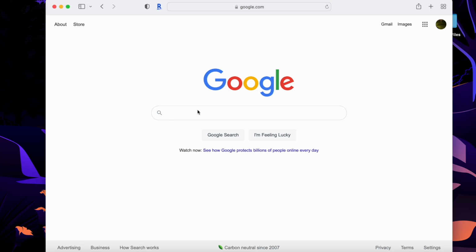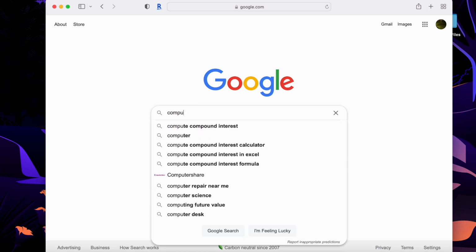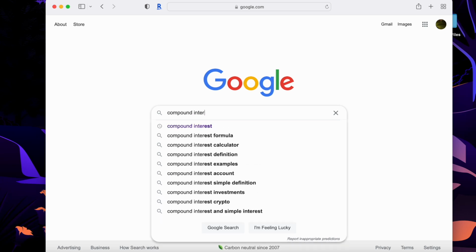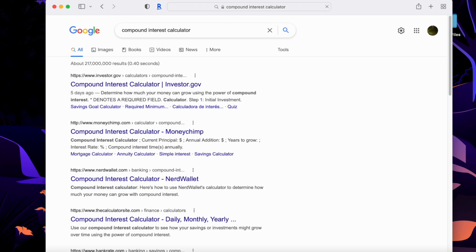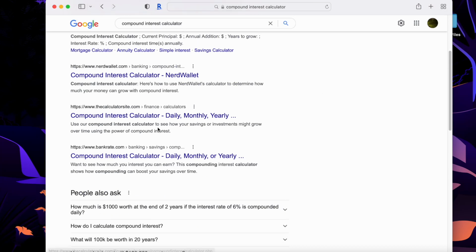So let's look up compound interest calculators. So how can you kind of get a feel for what your money is going to look like if you invest in something? Let's just Google. So let's see what calculator looks good. Okay, so I've used bankrate.com before. We're going to use that, okay? All right.